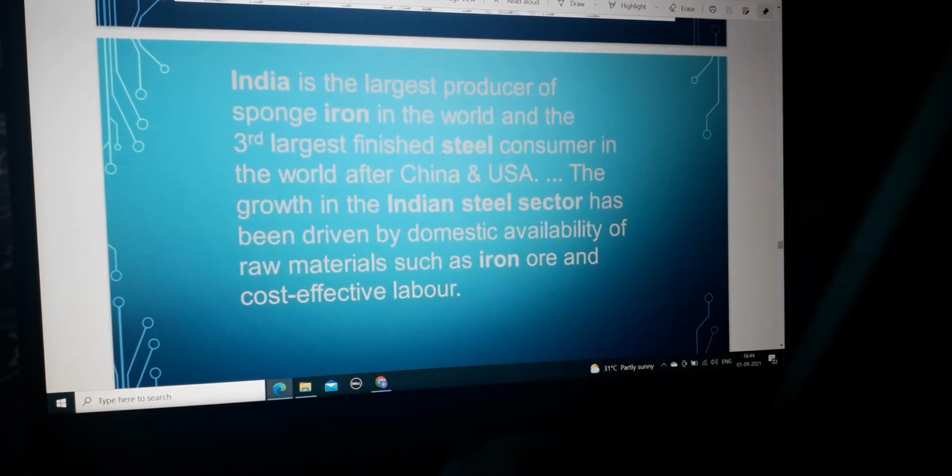India is the largest producer of sponge iron in the world and the third largest finished steel consumer in the world after China and USA.